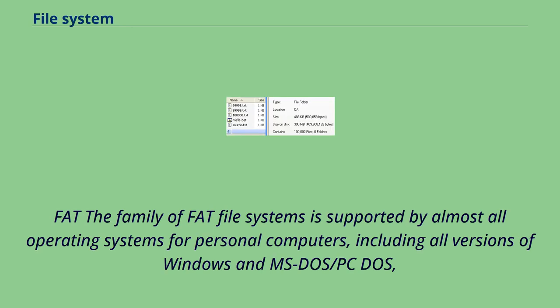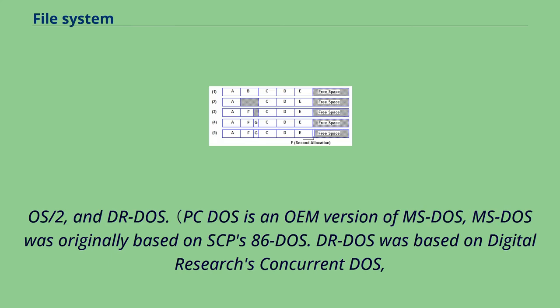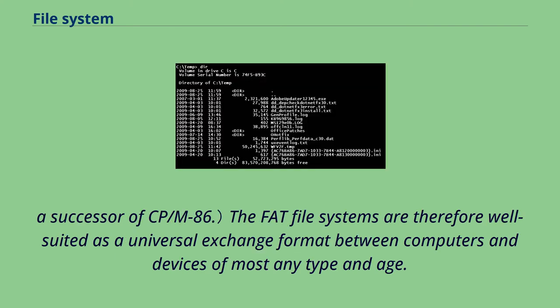FAT, the family of FAT file systems, is supported by almost all operating systems for personal computers, including all versions of Windows and MS-DOS/PC-DOS, OS/2, and DR-DOS. PC-DOS is an OEM version of MS-DOS. MS-DOS was originally based on SCP's 86-DOS. DR-DOS was based on Digital Research's Concurrent DOS, a successor of CP/M-86. The FAT file systems are therefore well-suited as a universal exchange format between computers and devices of most any type and age.